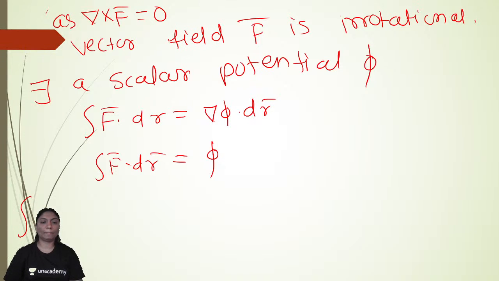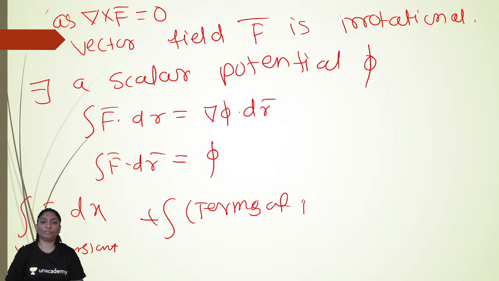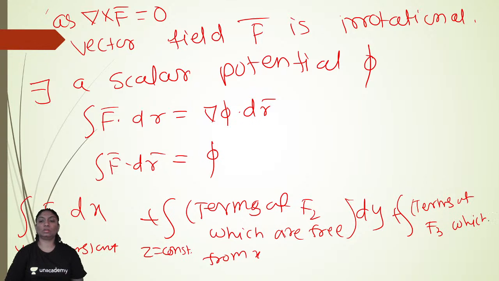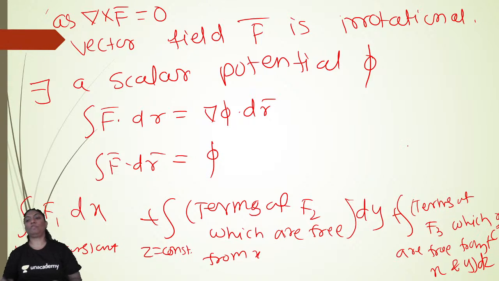Integral of f1 dx, keeping y and z constant, plus integral of terms of f2 which are free from x, dy, keeping z constant, plus integral of terms of f3 which are free from x and y, dz, plus c is equal to phi.